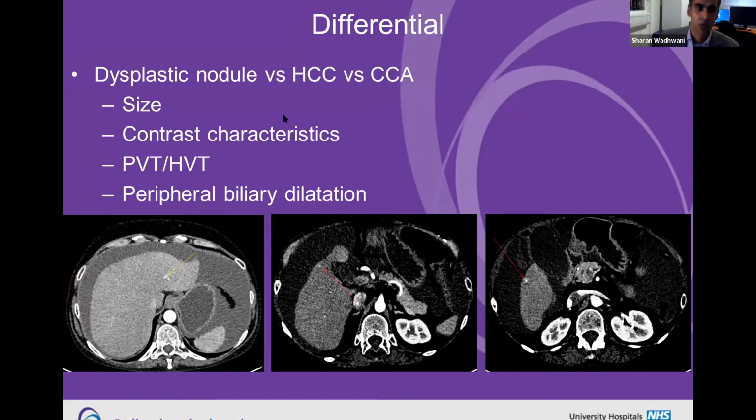But what would help us figure that out? Portal vein thrombus, hepatic vein thrombus, that's always going to push us towards HCC or cholangio. If there's peripheral biliary dilatation next to one of these lesions, then we're going to think more cholangio. Of course, there can be pre-existing liver lesions. So you can get hemangiomas in cirrhosis, you can get FNHs, you can get adenomas, but they're much more rare, okay? And actually at this size, does it really matter? If they're not HCCs, it's not necessarily a problem.